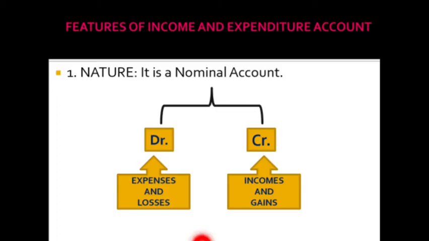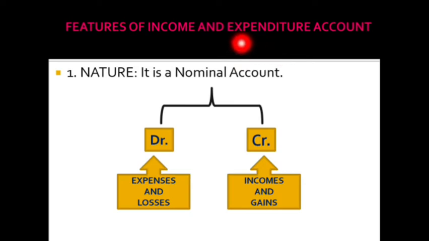Here are the features of income and expenditure account. The first feature is nature. What is the nature of income and expenditure account? It is a nominal account. In our plus one class, we have studied what is nominal account. So in nominal account, debit side we record all the expenses and losses, and credit side we record all the income and gain. Same is the case with income and expenditure account.